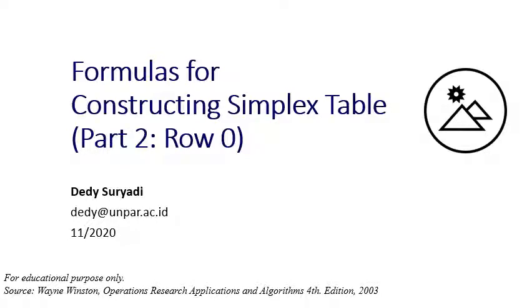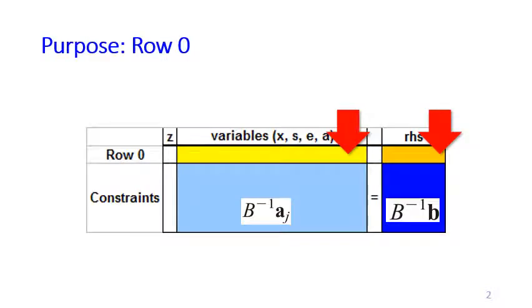In the previous video, we've seen how we may construct the simplex table for the constraint part. Now we are going to look at how we may construct the row 0 part of the optimal table. Just a quick recap for the constraint part: we may use the formulas B inverse Aj for the left-hand side of the constraints and B inverse b to construct the right-hand side of the optimal table in the constraint part. Now let's see what we may do to construct row 0, both on the left-hand side and the right-hand side.